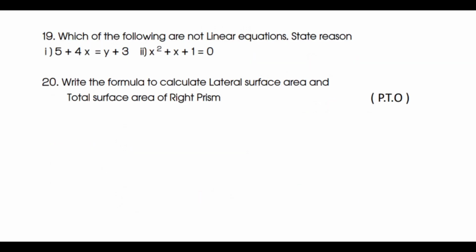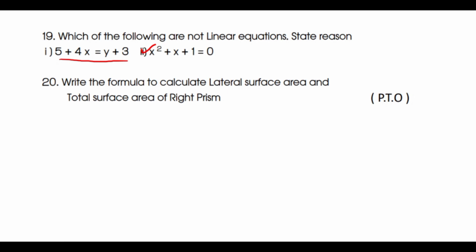Question number 19. Which of the following are not linear equations? State the reason. Yes, this is not a linear equation. This one is a linear equation because it has one variable and the degree of the equation is 1. But in this second one, the degree is 2, so it is not a linear equation, that is a quadratic equation. The reason is the degree. The first one is a linear equation because the degree of the equation is 1. The second one is not a linear equation because the degree of the equation is 2. Okay, linear equation means the degree of the equation should be 1.